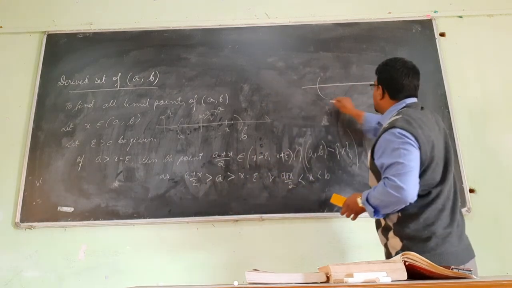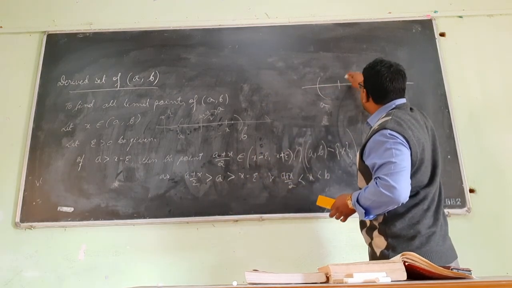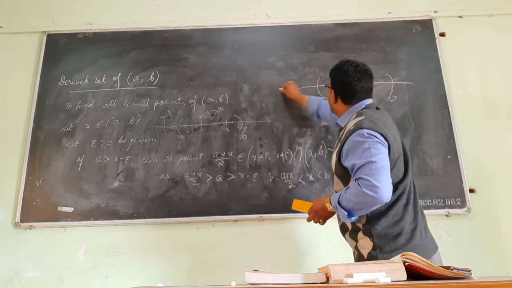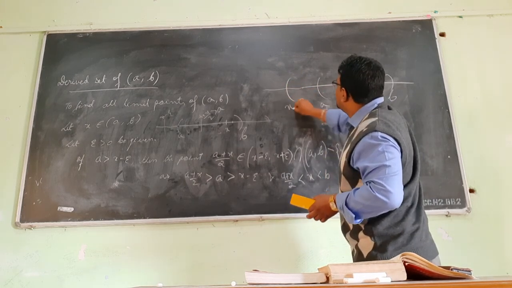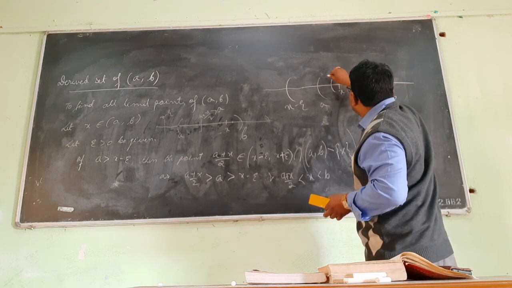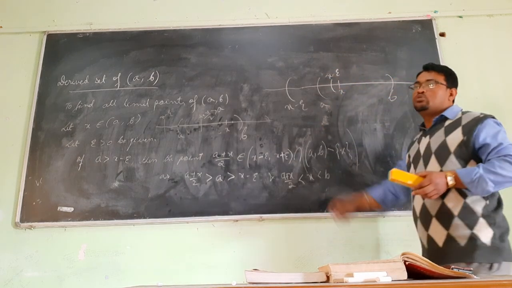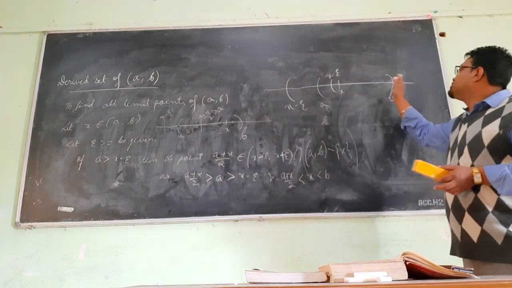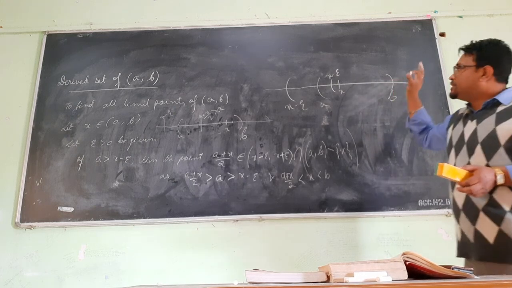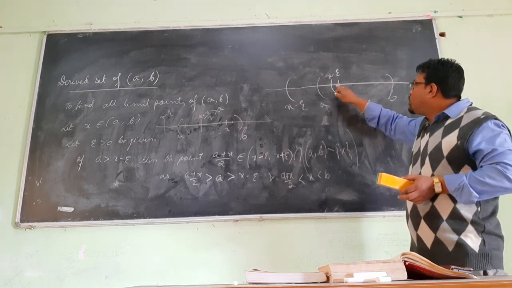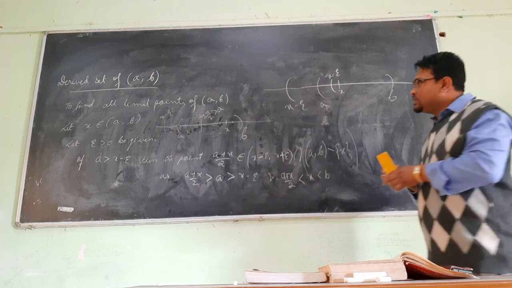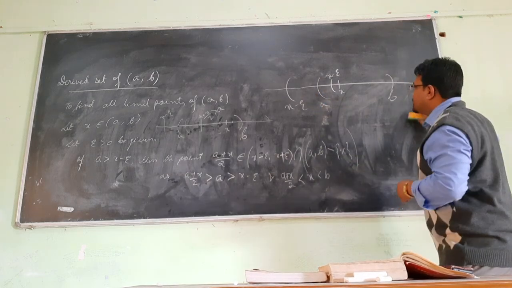Because once one interval is given and you take x here, it may happen that x minus epsilon is here, or it may happen that x minus epsilon is somewhere here. These are the only two possibilities. I am not concerned about this part, because it is just sufficient to find at least one point which is different from x. So just these two cases we will consider.